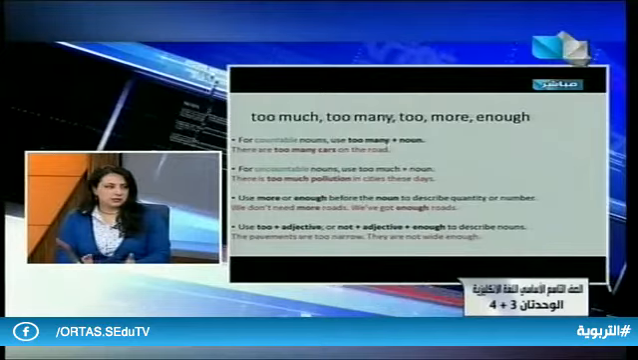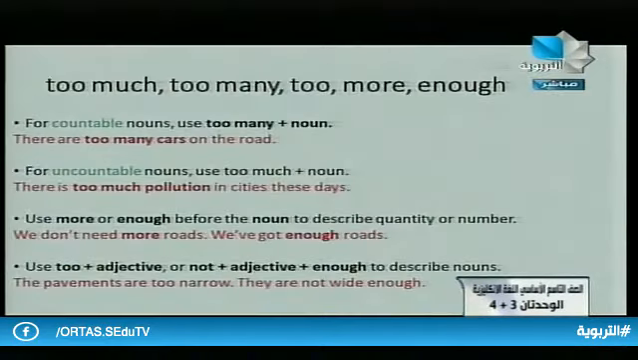noun, like there is too much pollution in cities these days. Again, this is something negative; the speaker doesn't like the fact that we have pollution. About more and enough, they have to understand the meaning of these two words and how to use them in the sentences. We use them again before the noun, to describe quantity or number.